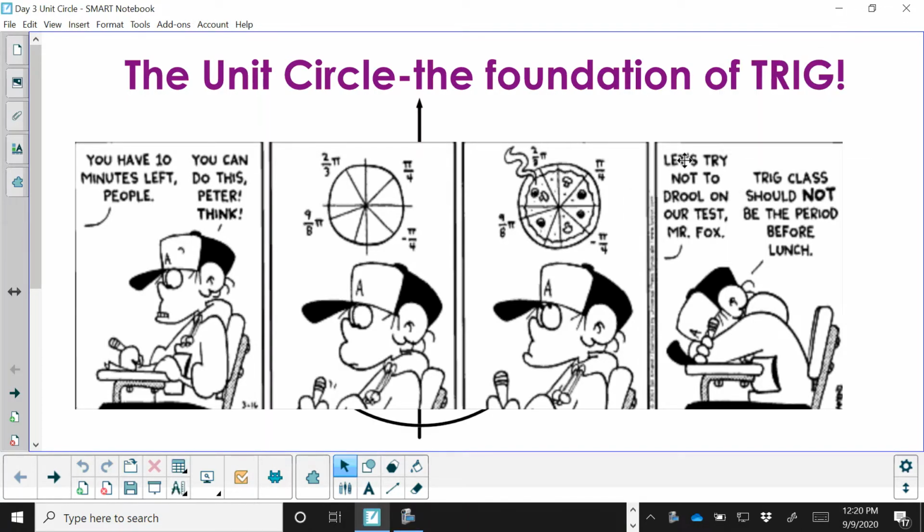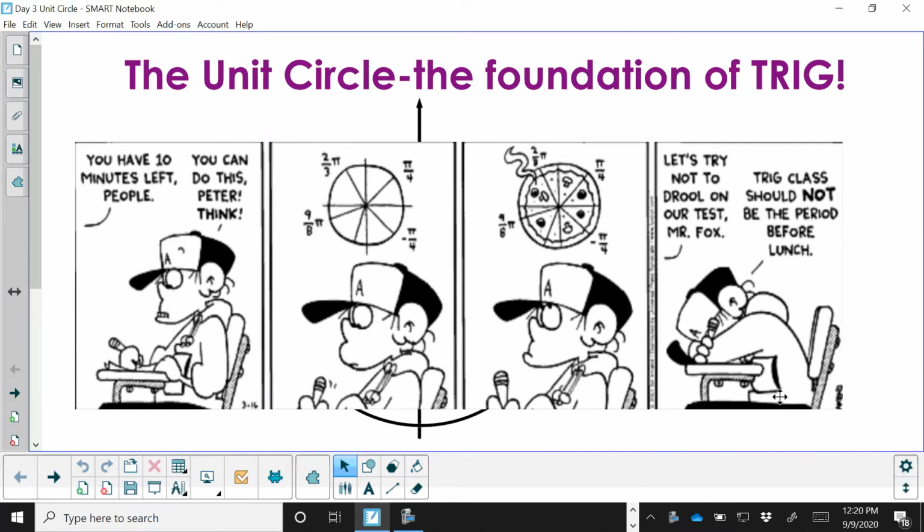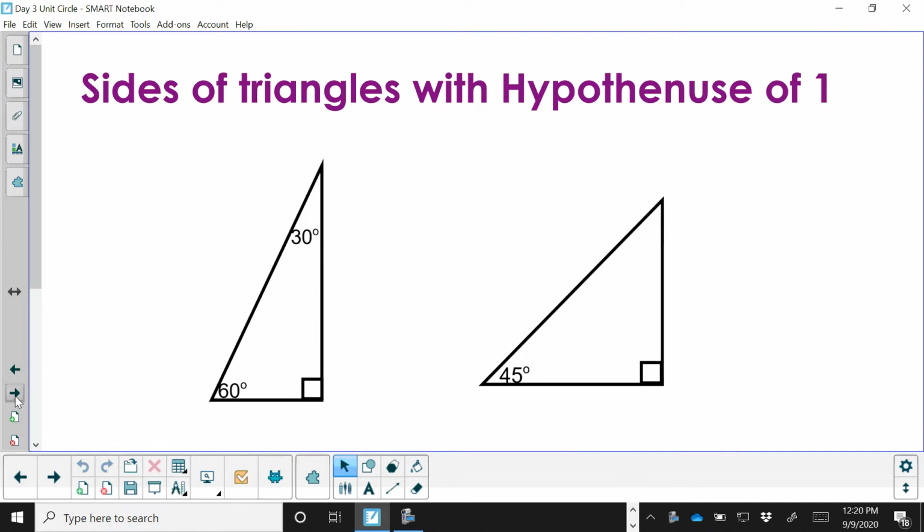Hey, pre-calculus students, today we are going to look at building the unit circle. And the unit circle is kind of the foundation of trig. We're going to graph it. We're going to use it for identities. So this is kind of the beginning of the foundation of the rest of the semester. So what are we starting with? We are starting with understanding the 30, 60, 90 right triangles and the 45, 45, 90 right triangles.